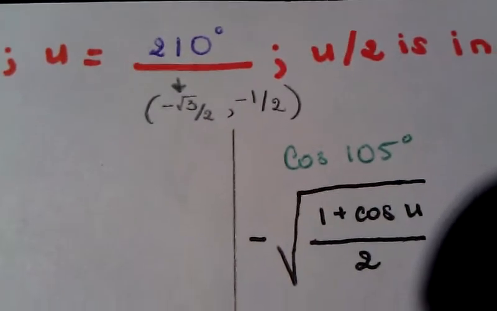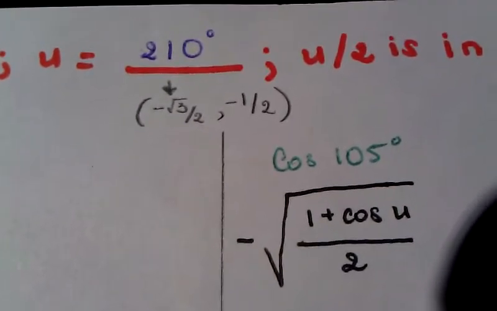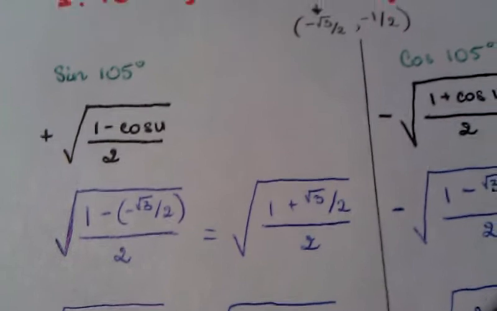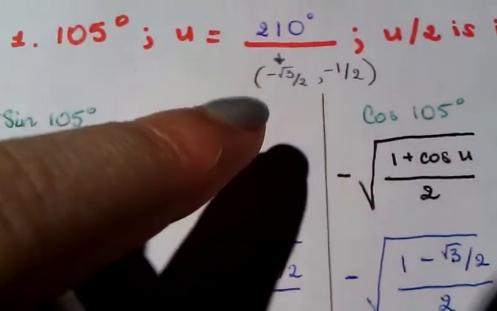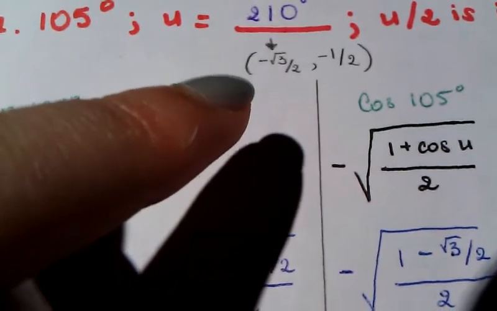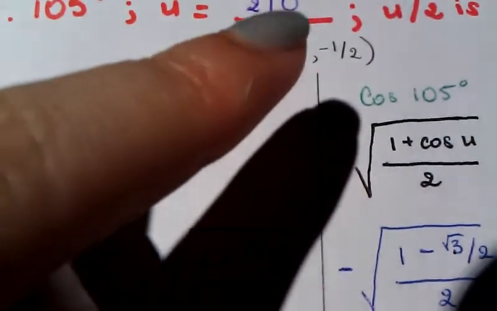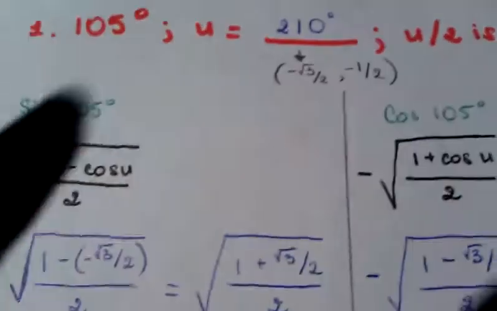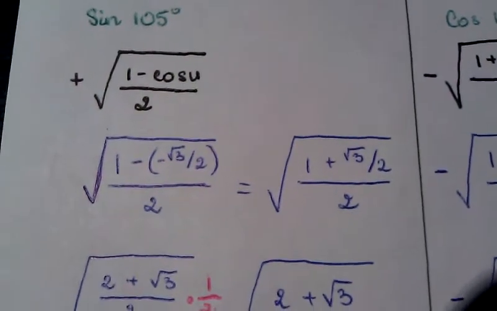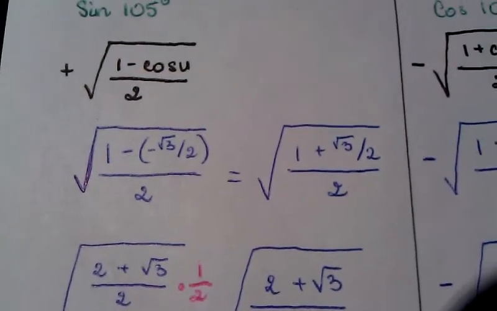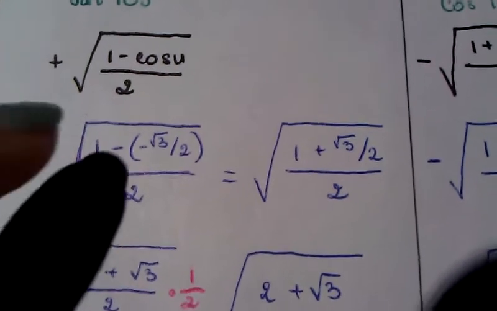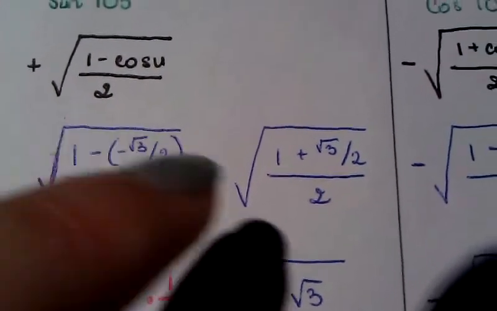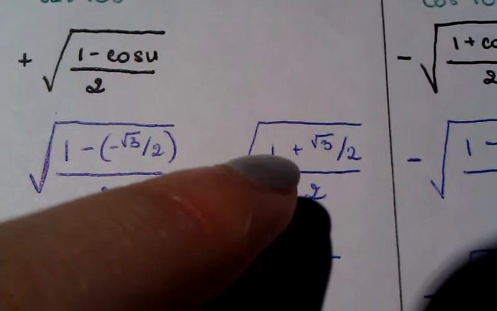Using the point that we found earlier, we plug it into the equation, and we know that negative radical 3 over 2 is cosine, negative 1 over 2 is sine. Because they're asking for cosine, we will use negative radical 3 over 2. The negative with negative will give us a positive.